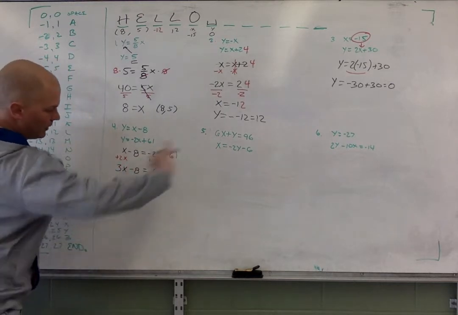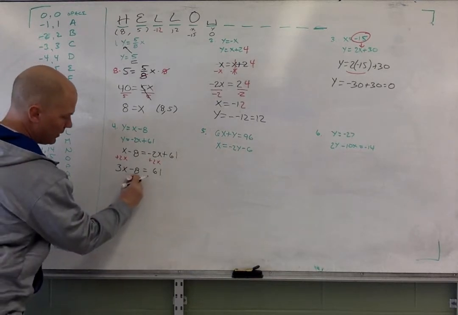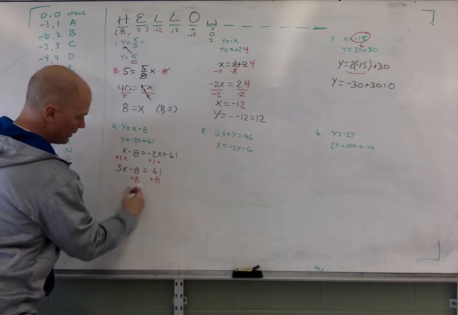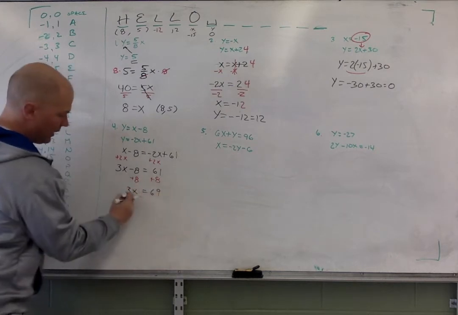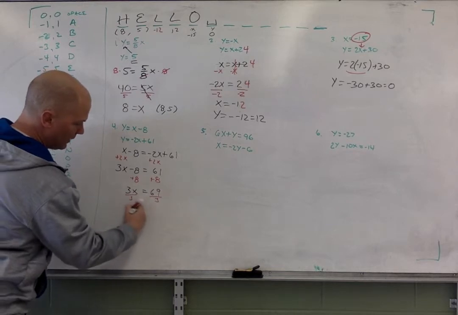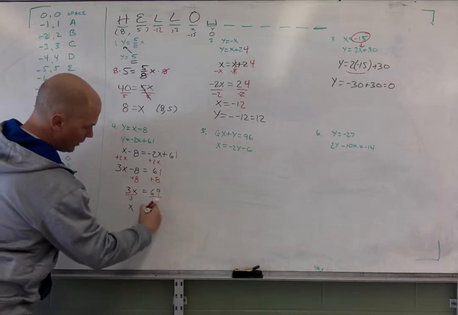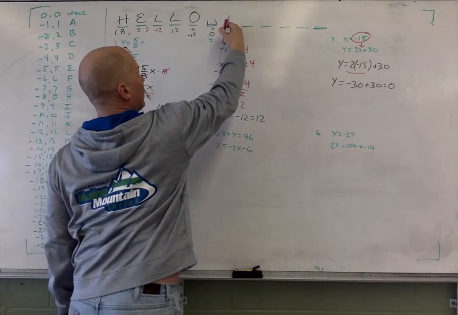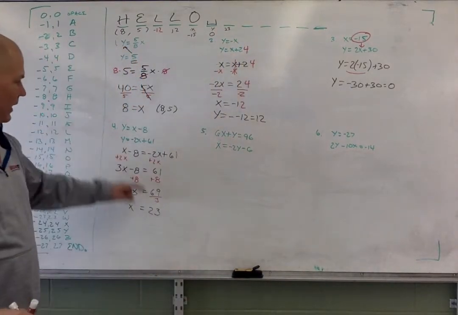I'm going to move the numbers to the right. I'm going to add 8 to both sides. I get 3x is 69. I divide both sides by 3. x is 23. This one's 23. And then I got to go back and get the y.